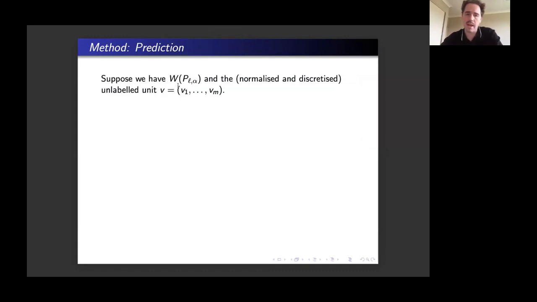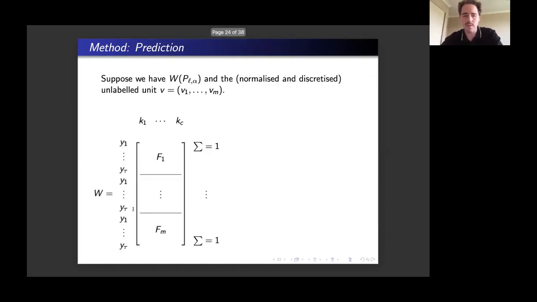So suppose we've gone ahead, we've got all our training data, and we've just done what I just spoke about. So we create this W, and we have some sort of normalized and discretized version of an unlabeled unit, V1 up to VM. So how do I go? I take my W matrix that I've just constructed here, and I can go across and take V1, for example, and that's going to correspond to exactly one of these rows in this first block here.